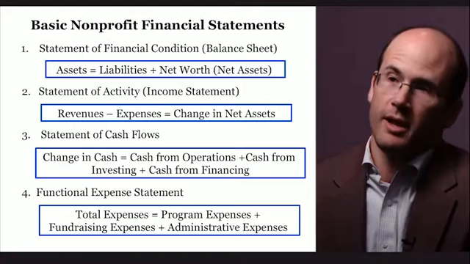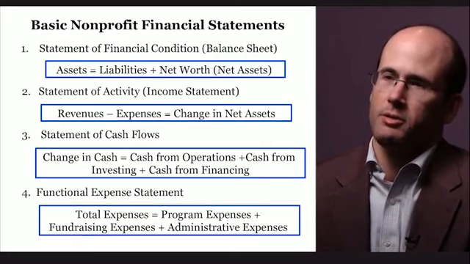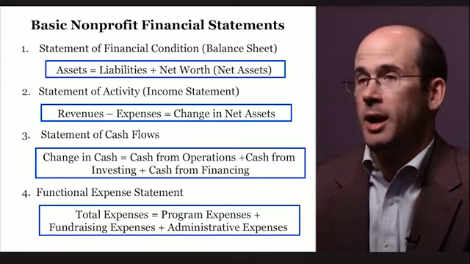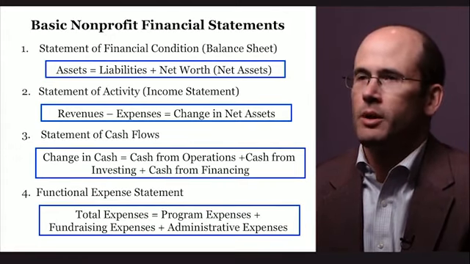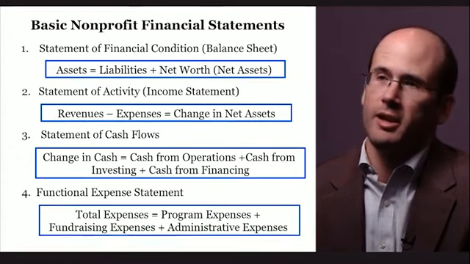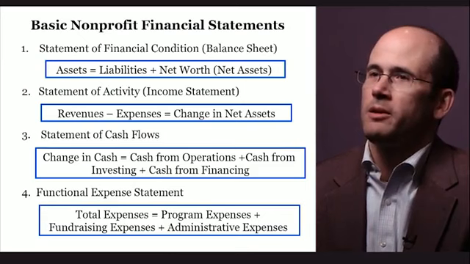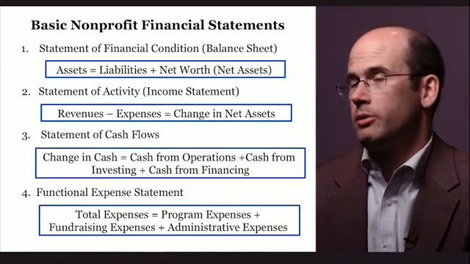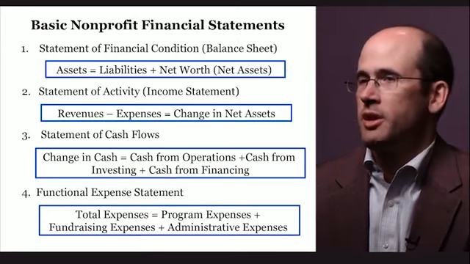So let's jump into the basic not-for-profit financial statements. On this slide, we've highlighted the 4 statements, the top 3 of which are typically referred to as the basic financial statements, and then the 4th one, which can either be presented within the footnotes or perhaps in a supplemental schedule to the footnotes, is also equally important. We'll cover each of these in much more detail on a later slide, but briefly, the statement of financial condition, also known as the balance sheet. The key equation there is assets equal your liabilities plus your net assets or your net worth.